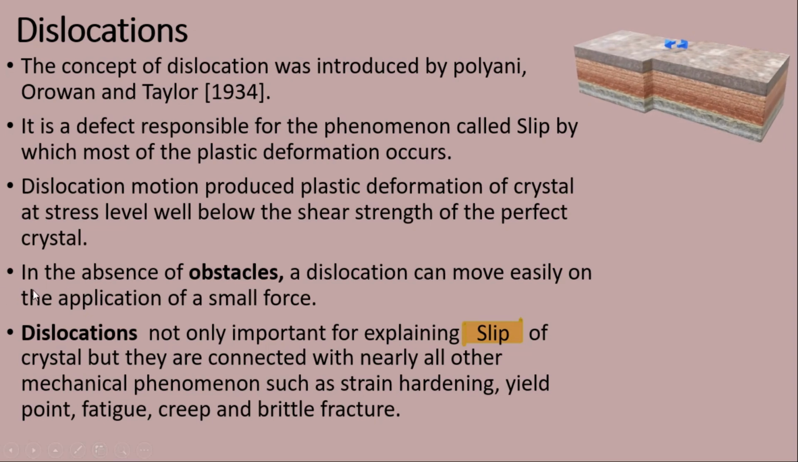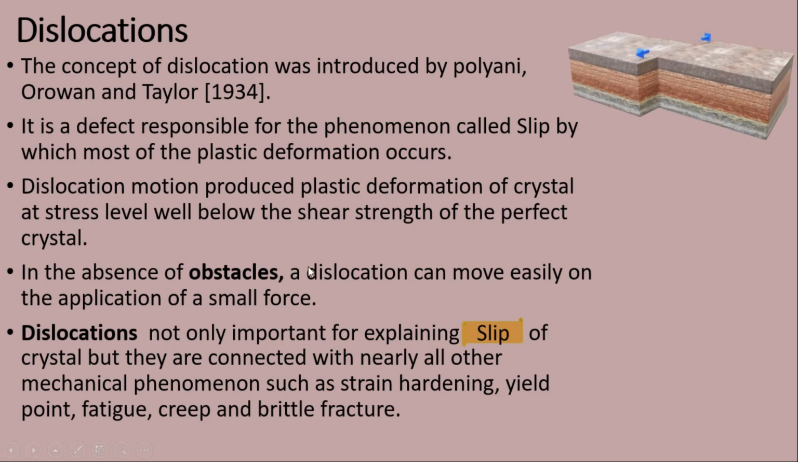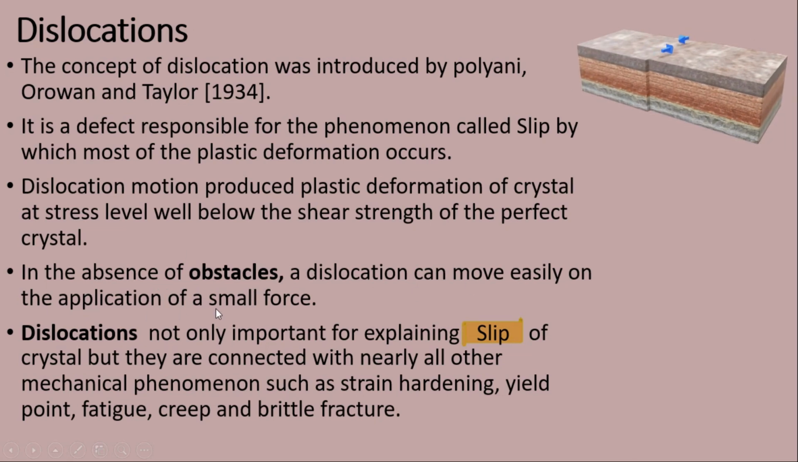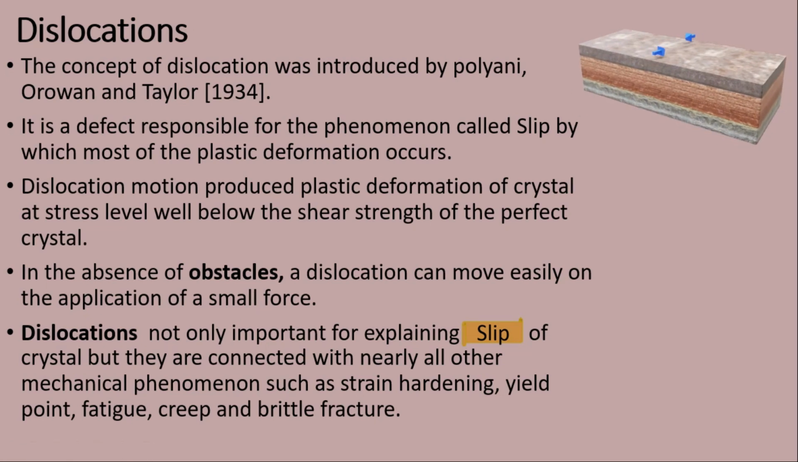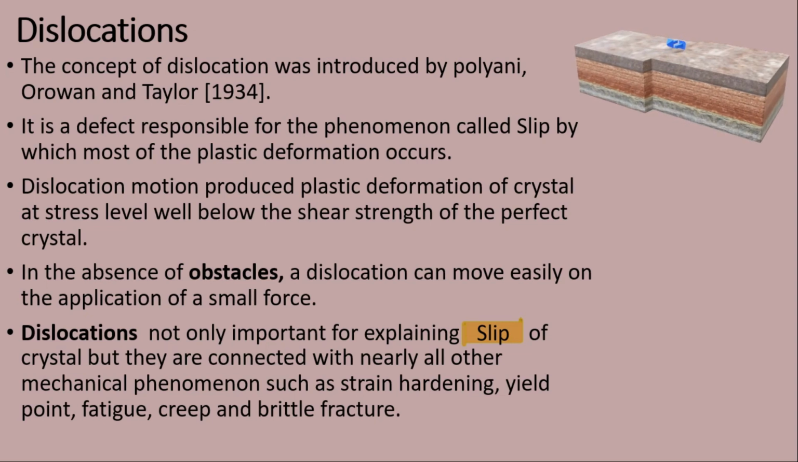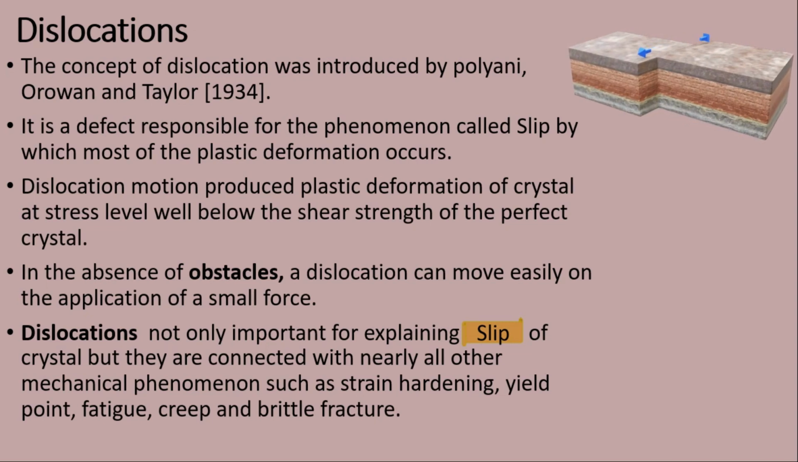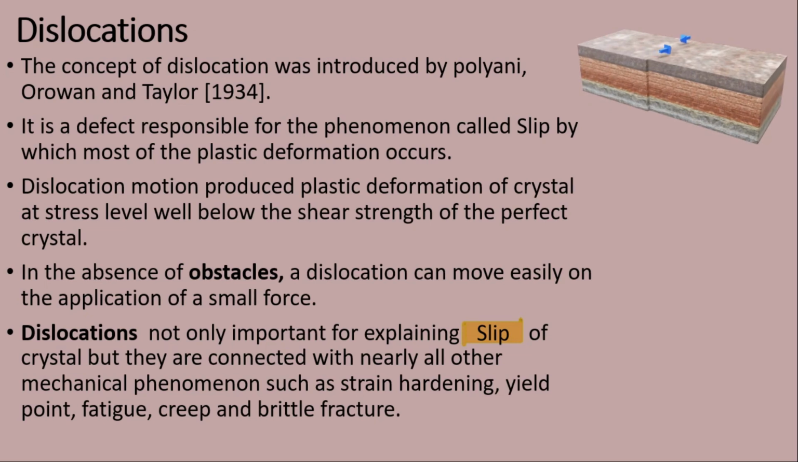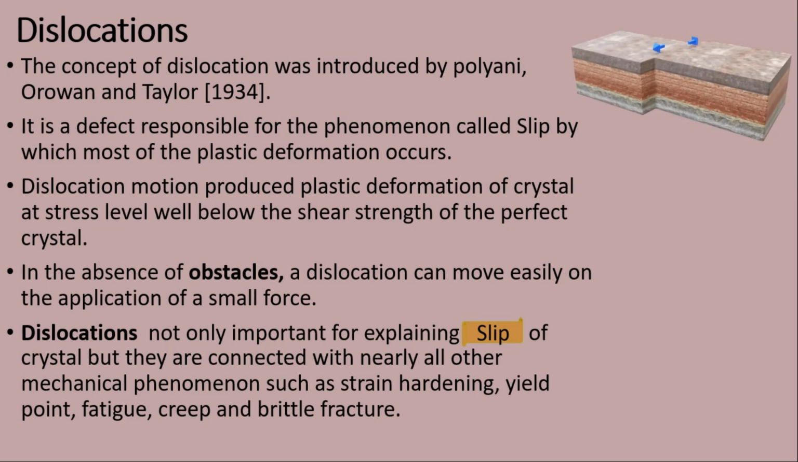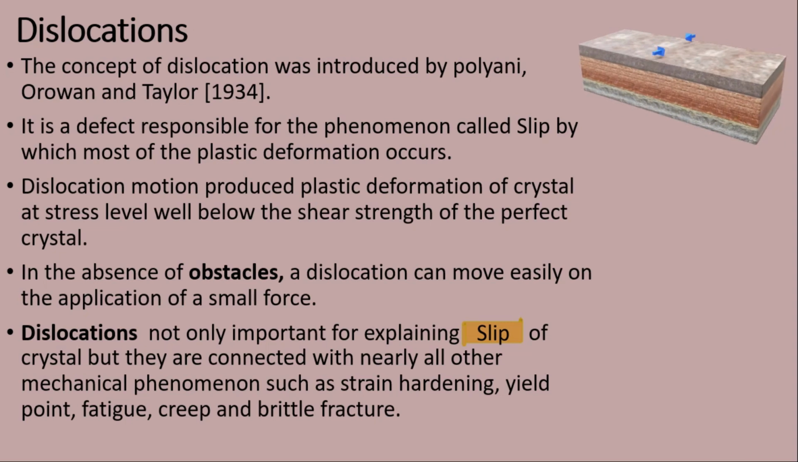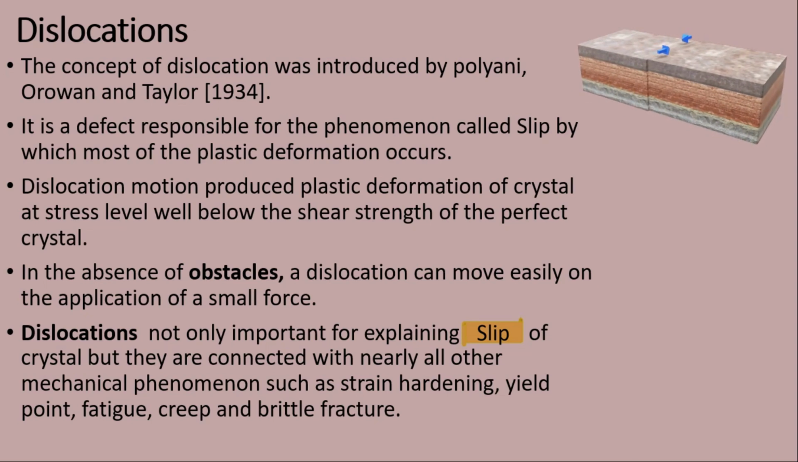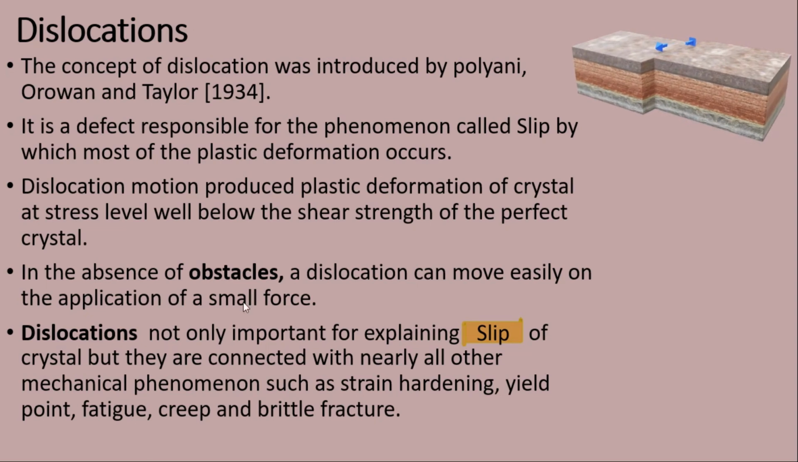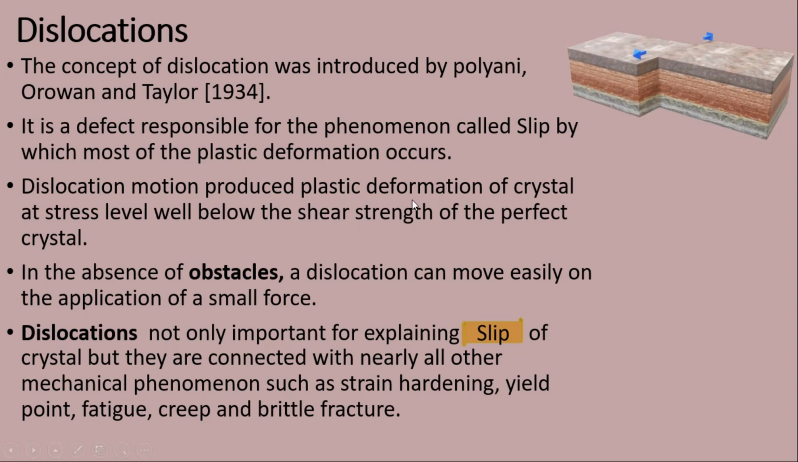Now moving ahead, in the absence of obstacles, a dislocation can move easily on the application of a small force. So if there are no obstacles to the dislocation in the crystal structure, the dislocation can easily move. If you have a perfect crystal, that's well and good. But if dislocations are present, then that material will fail at a stress level well below its original strength. But if we add obstacles in the way of the dislocation, then the dislocation will have a hard time moving or causing the plastic deformation, the permanent deformation in the material.